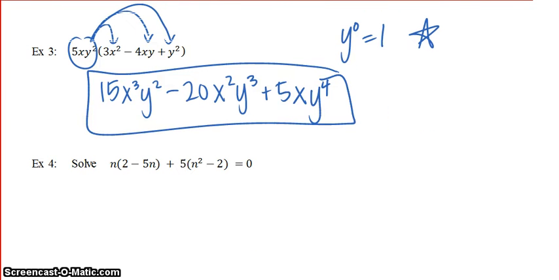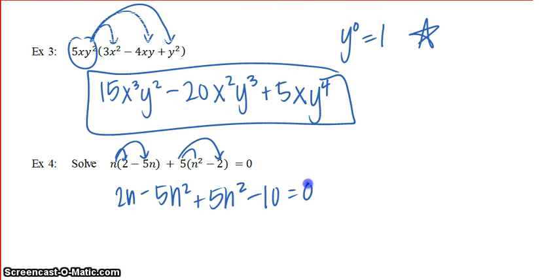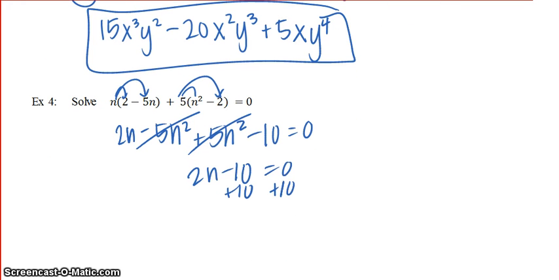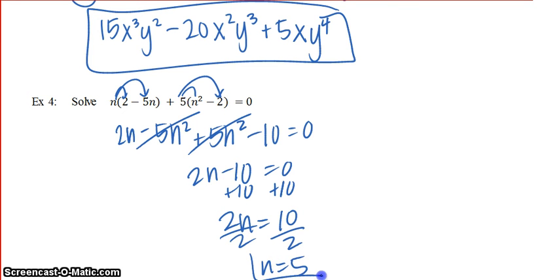And now we're going to solve. We're going to distribute and then solve for n. So distribute, so we have 2n minus 5n squared plus 5n squared minus 10 equals 0. Well, those actually cancel each other out. So now I have 2n minus 10 equals 0. Add 10 to both sides. So we get 2n equals 10. Divide by 2, and we get n equals 5.